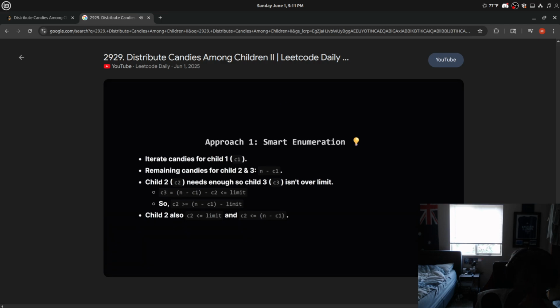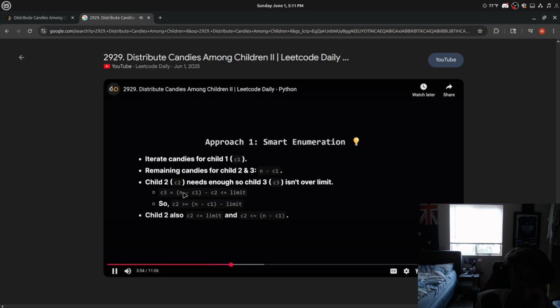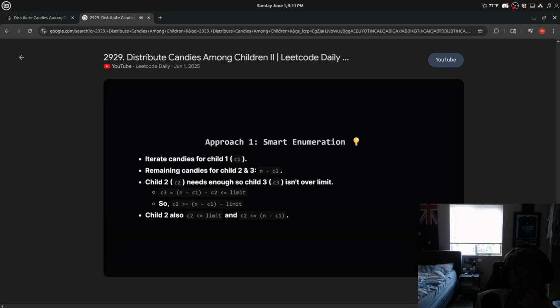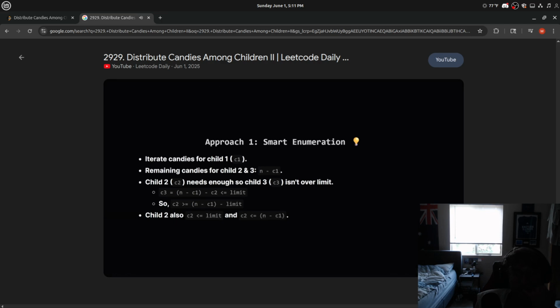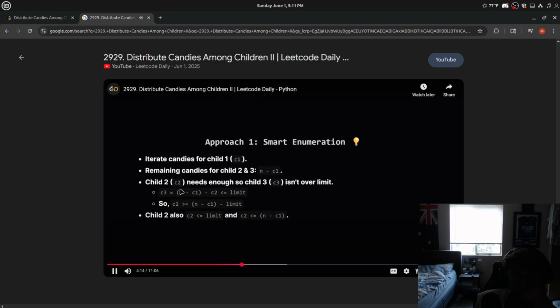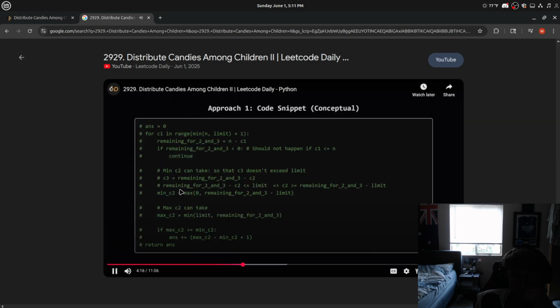Rearranging that, C_2 must be greater than or equal to remaining_candies minus limit. Of course, C_2 can't be negative, so it's at least 0, or remaining_candies minus limit, whichever is larger. So for a fixed C_1, we can find the valid range for C_2 and count how many options there are. This is faster. Here's how that logic might look in code.